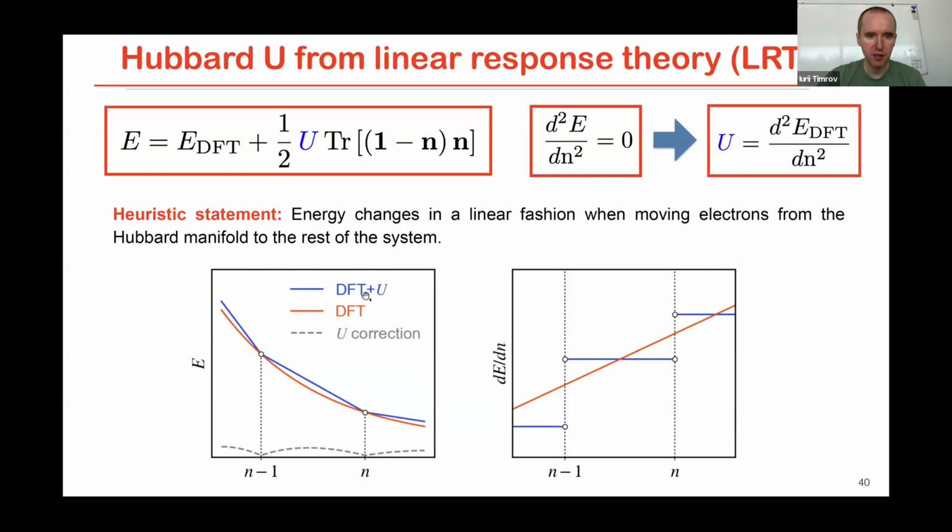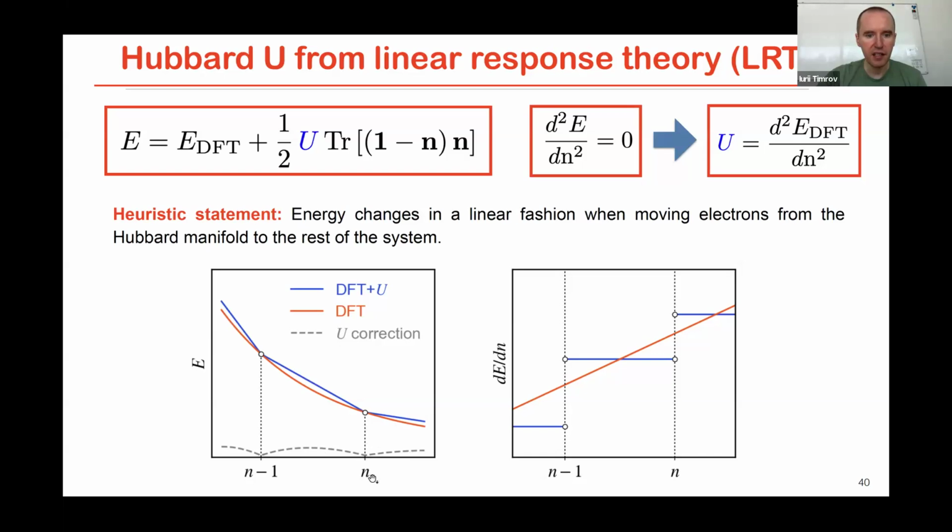The exact solution must be piecewise linear. That's exactly what DFT plus U is giving, while approximate DFT gives a quadratic-like behavior. So the plus U correction is basically removing this curvature and putting in the linear behavior. So the U correction is this dashed parabolic-like correction.